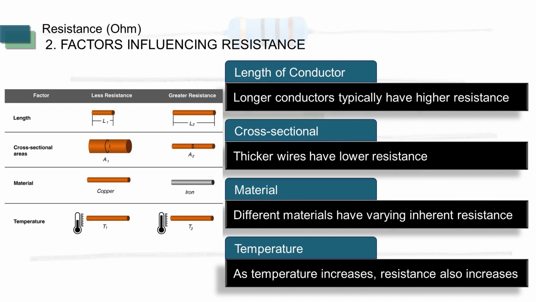Material: different materials have inherent properties that affect their ability to conduct electricity. Conductors like copper and aluminum have low resistance, while insulators like rubber have high resistance. Temperature: for most materials, resistance increases with temperature. As temperature rises, the atoms in the material vibrate more, making it harder for electrons to pass through, thus increasing resistance.